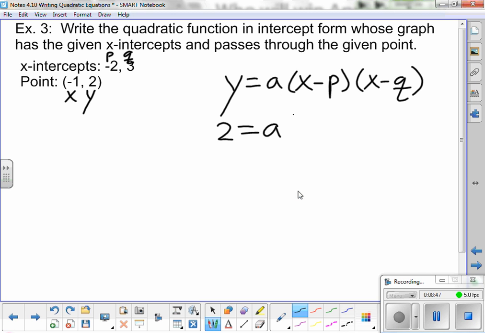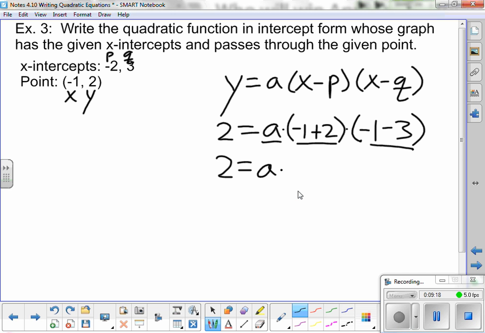All right, so y is a 2. A, I don't know. X is a -1. P is a -2, but it's a minus -2, which is a +2. Times x minus q, and q is a 3. So we know what x is. X is a -1. Q is a 3, so minus a 3. So we have a times this times this. So order of operations again, what we're going to do first is inside of the parentheses. So you're going to get 2 equals a times a 1 times a -4.